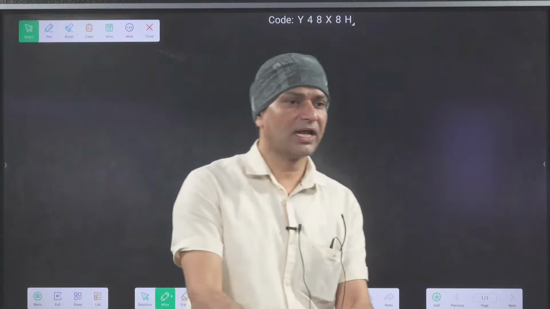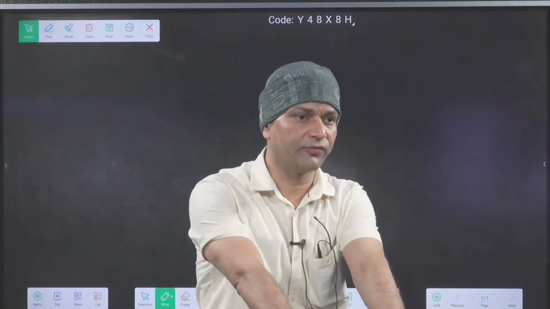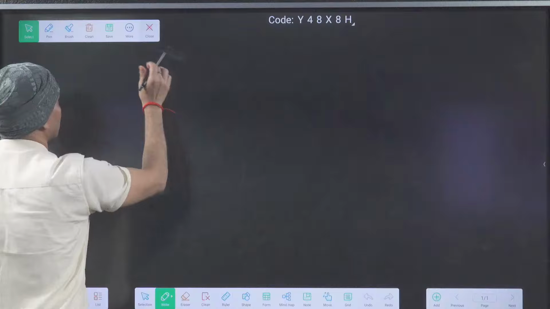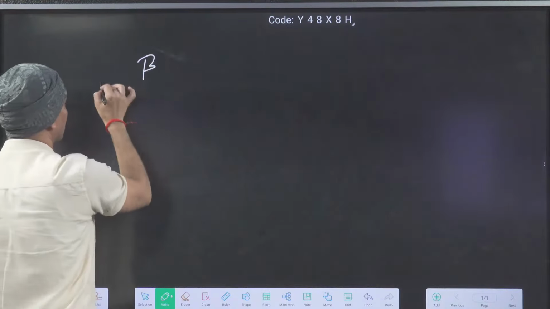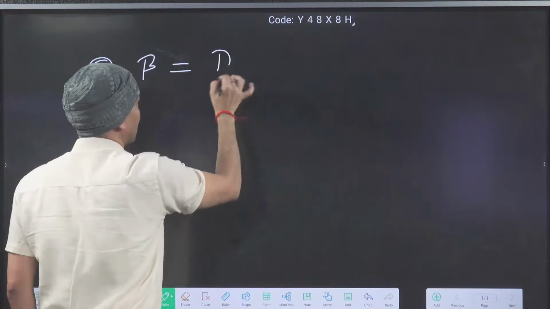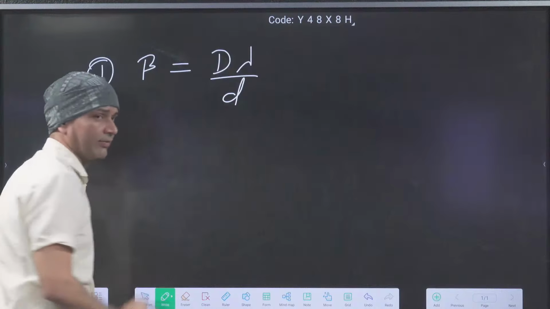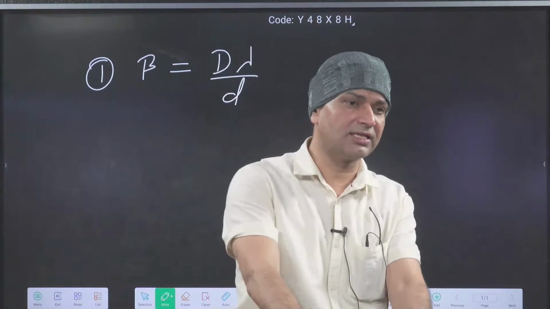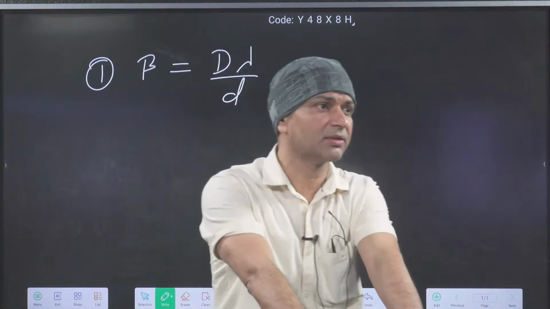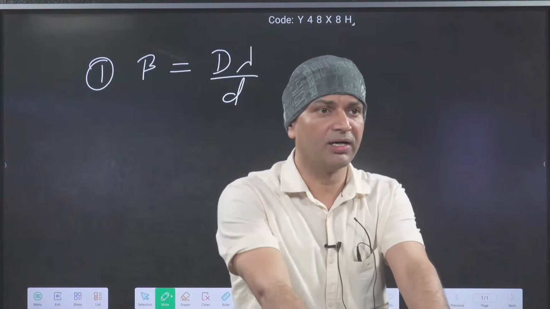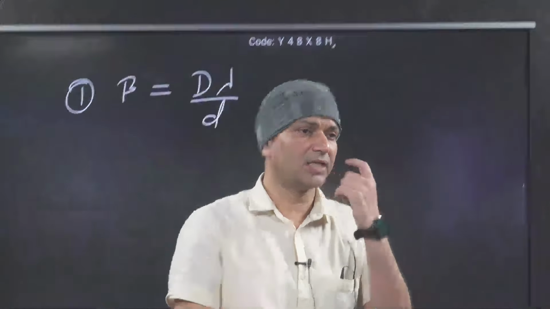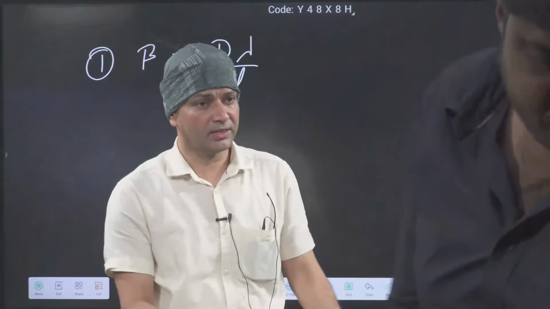So in the last class, I said the formula of the fringe width. And what was the formula of the fringe width? Beta is equal to capital D lambda by small d. I think everybody knows that. And what is the fringe width? Fringe width is the distance between consecutive maxima or consecutive minima. Either way, the fringe width is capital D lambda by small d.